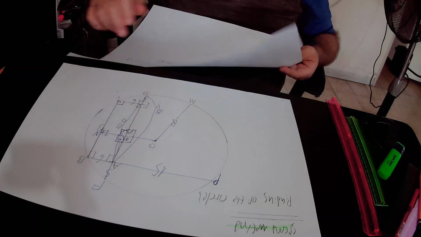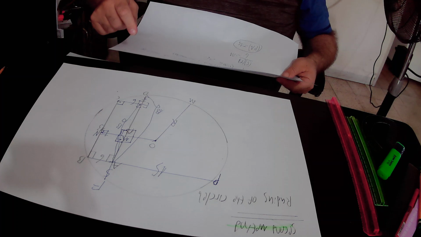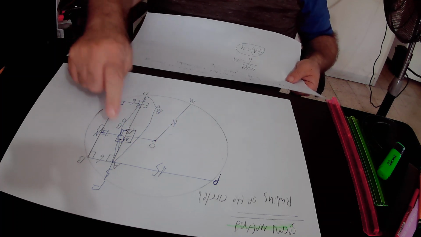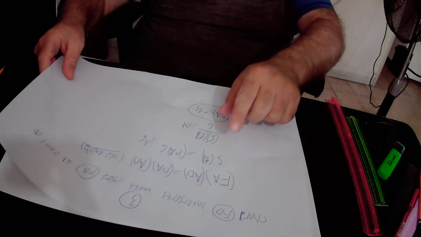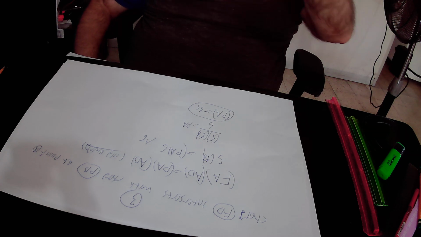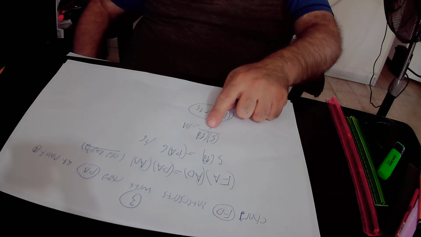FA equals 5, AD equals 18 units, PA is the missing line segment, so we leave it as it is, and AB equals 6. In conclusion, 5 times 18 equals PA times 6. Here we will divide this equation by 6, and we will get that PA equals 5 times 18 over 6.